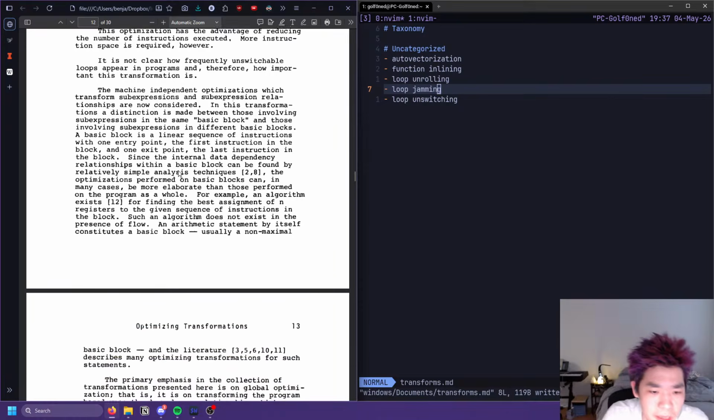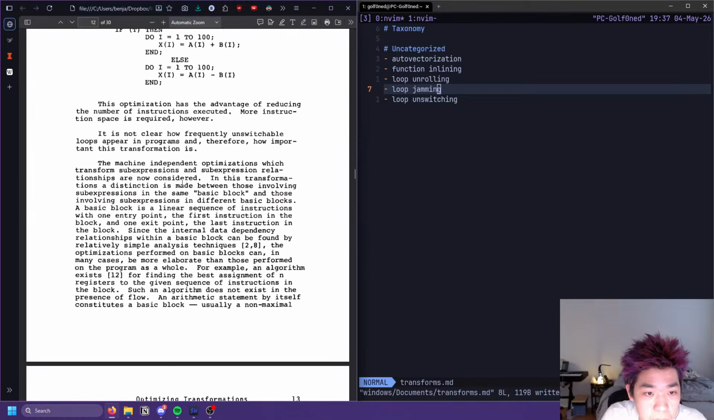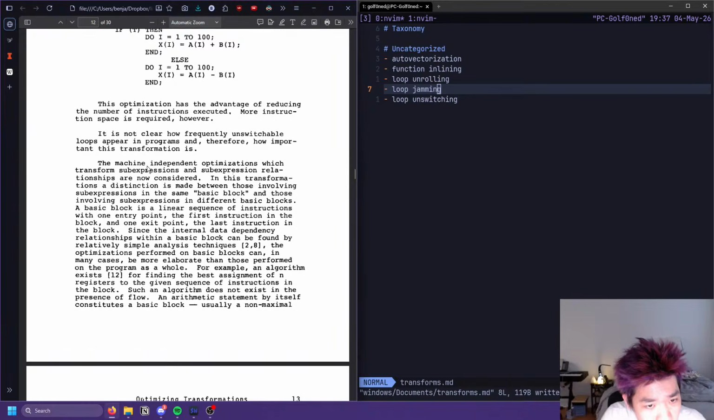What is happening here in this little blurb? I imagine this is external to all the loop stuff. I think it's what's happening here. So then, machine independent optimization, transform. A distinction is made between those involving sub-expressions in the same basic block and those involving sub-expressions in different basic blocks. Okay, that makes sense.